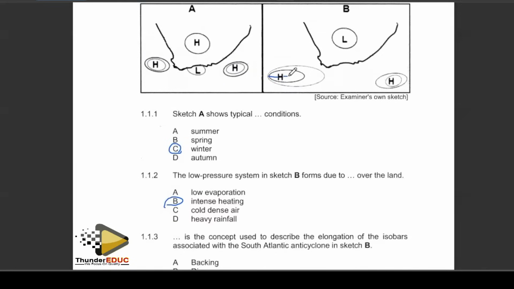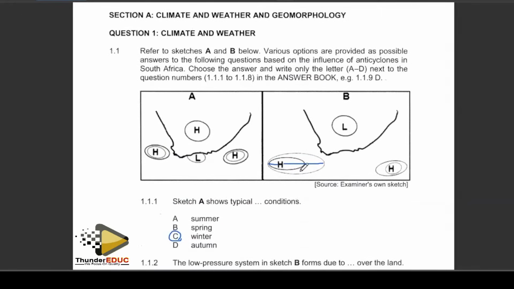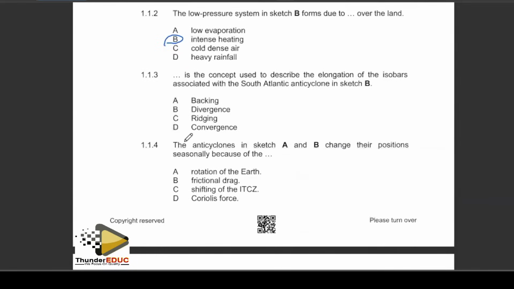But if you check going to this direction here, the same isobar is very far away from the center of the high pressure cell. This is what we refer to as the elongation of this high pressure cell here. So if it's an elongation, the isobars are further spaced away from each other from the center of the high pressure cell. That is typical of what we call ridging. Is the concept of ridging, which makes C the correct response.